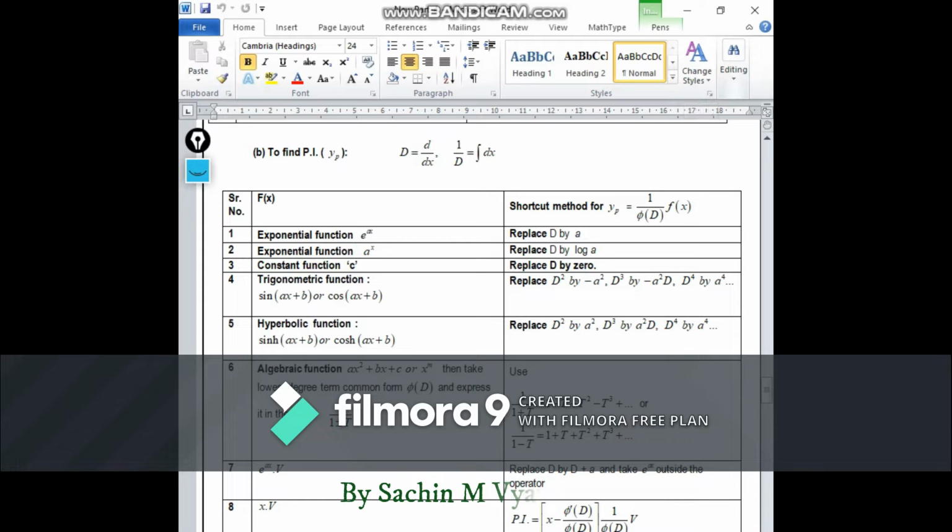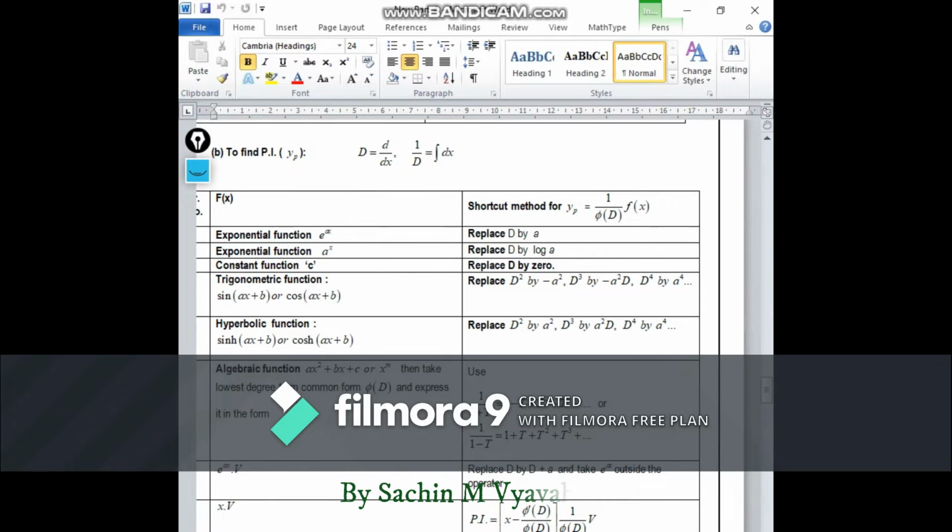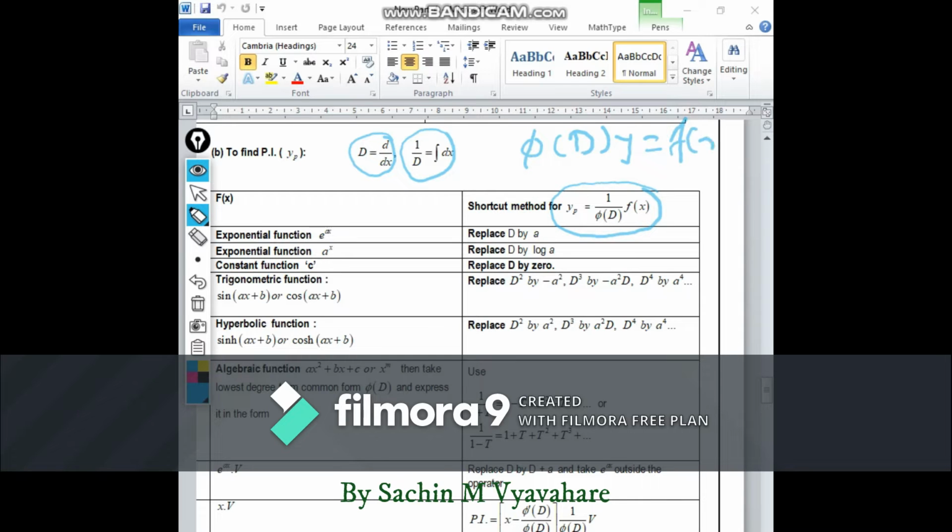The first thing that you should know is that in LDE, capital D denotes the d by dx operator, that is a differential operator, while 1 upon D indicates the integral operator. So whenever we come across D of some function, take a derivative, and when we take 1 upon D of some function, integrate it. Now the formula for particular integral is yp is equal to 1 upon phi D of f(x). So if the equation is in the form phi D of y is equal to f(x), then yp is 1 upon phi D of f(x).